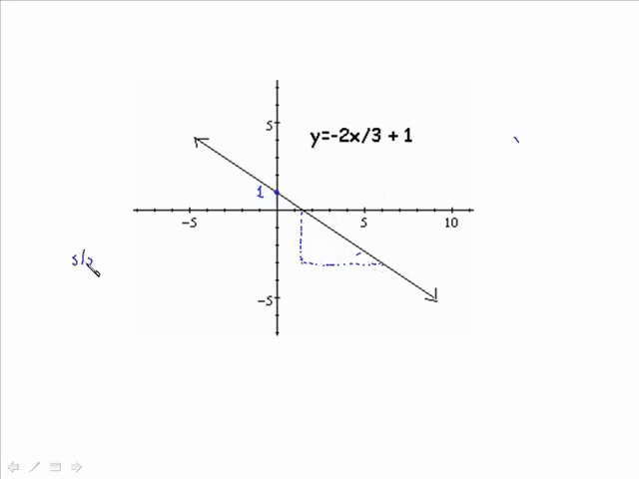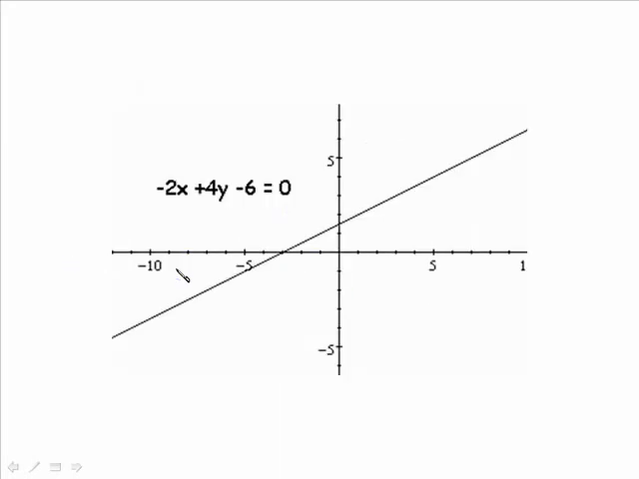Once again, not a big deal for us, but slope is always equal to rise over run. Sure you know that. It's telling you how much the graph is changing vertically as opposed to how much it's changing horizontally. So it's a measure of the line's steepness.